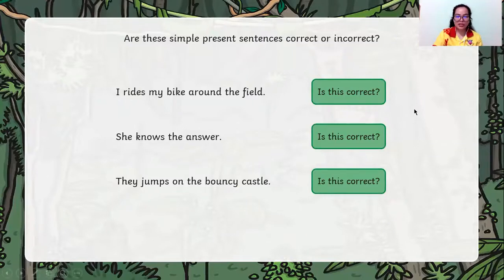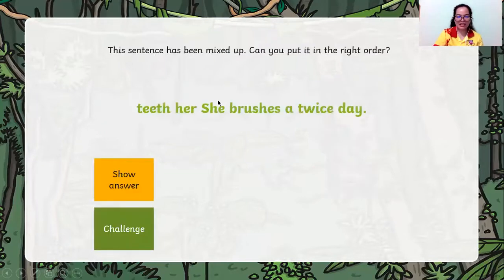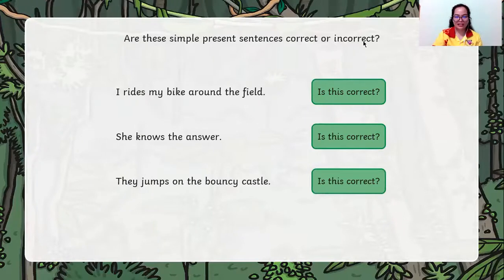Okay. So is this correct? I rides my bike around the field. I rides my bike around the field. Is it correct? No, it's not. Okay, it's not correct. Okay, because I, therefore, rides doesn't have an S. So the correct is, I ride my bike around the field.